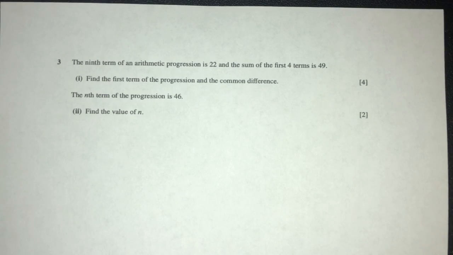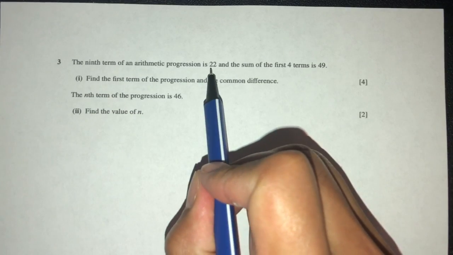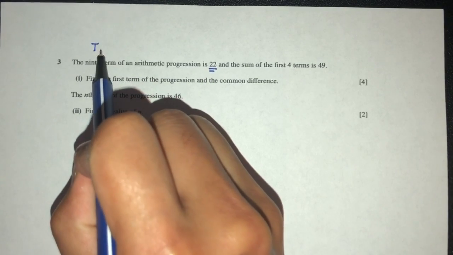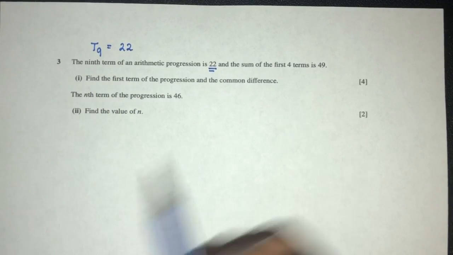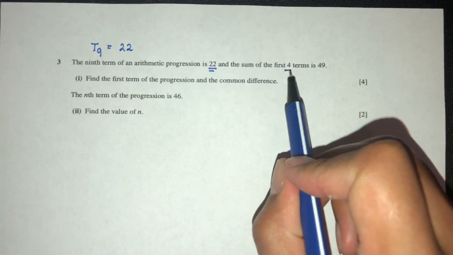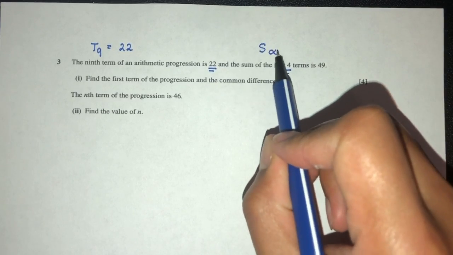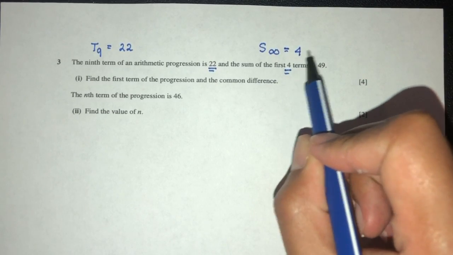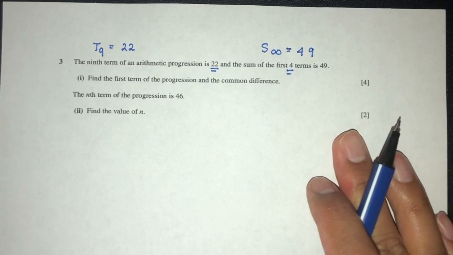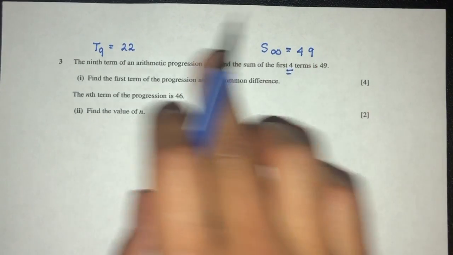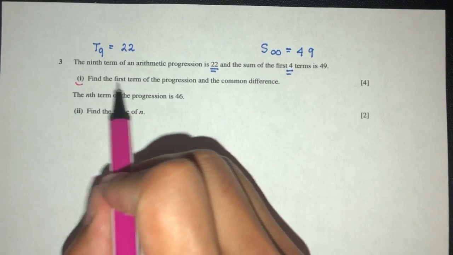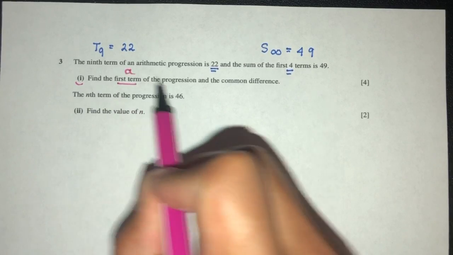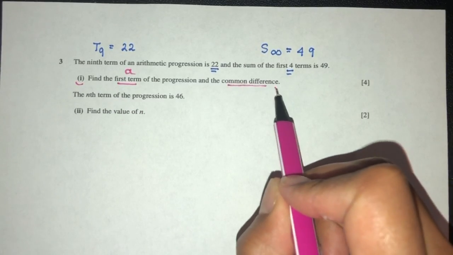The 9th term of an AP is 22. So we know the 9th term is equal to 22. That's the given information. And the sum of the first 4 terms is 49. These are the given information that we have, so we have to use this information to find the following values or answers. Now part 1, we have to find the first term, which is a, and the common difference, which is d.